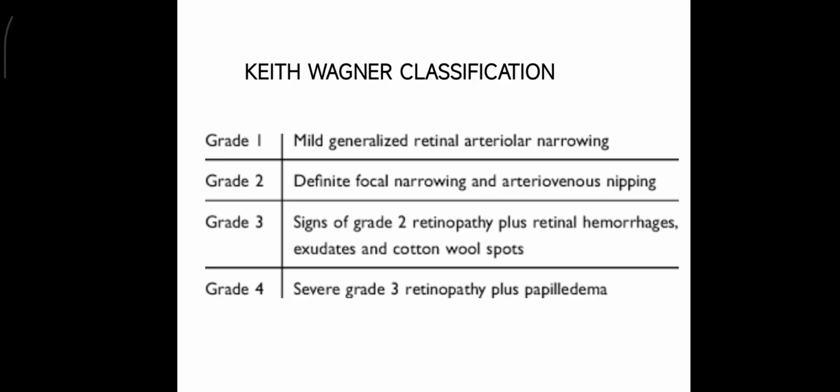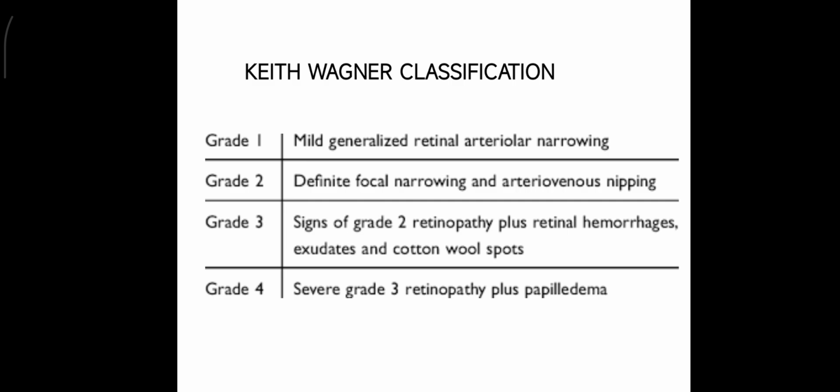This is regarding the Keith-Wagener classification. Your Keith-Wagener classification has 4 gradings. Grade 1 is arterial attenuation. The artery to vein ratio will be 1:3. Normally, the artery to vein ratio should be 2:3. But here, the arteries will be constricted. So during the vasospasm or vasoconstriction stage, the arteries will be narrow, so it will be in a ratio of 1:3.